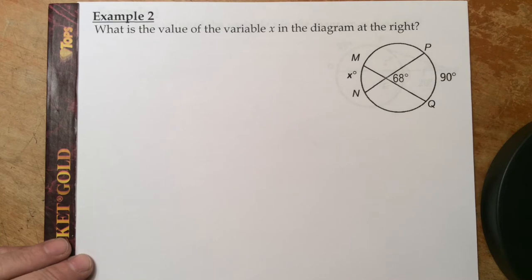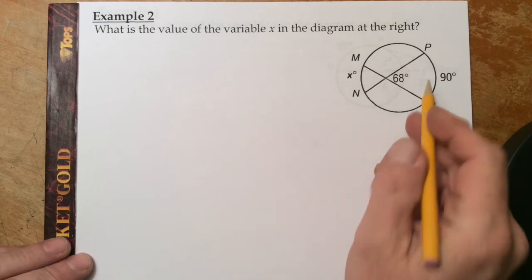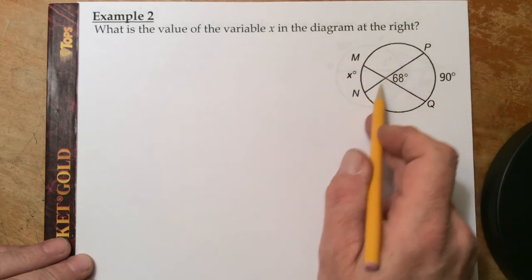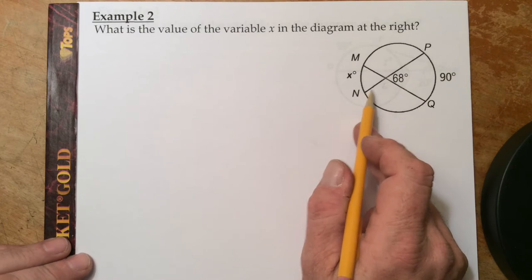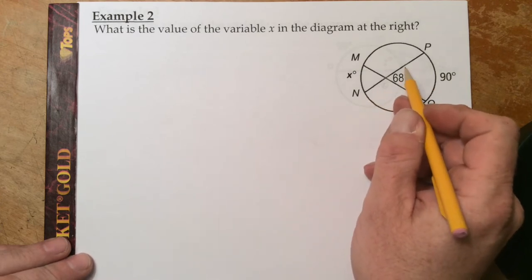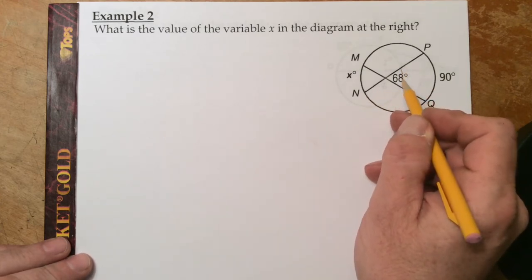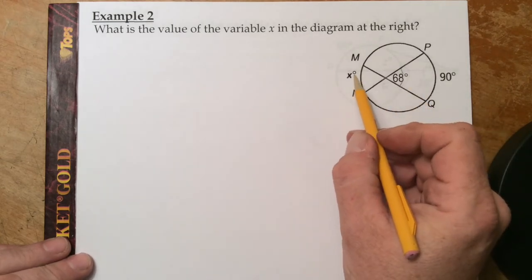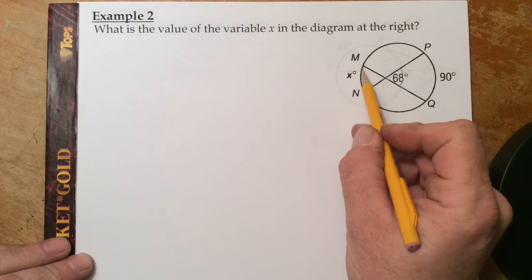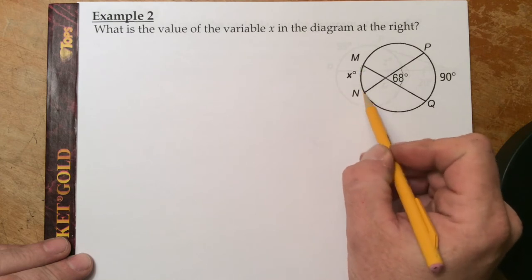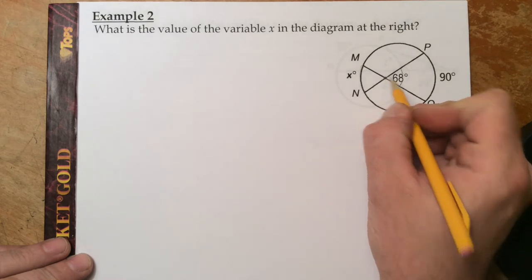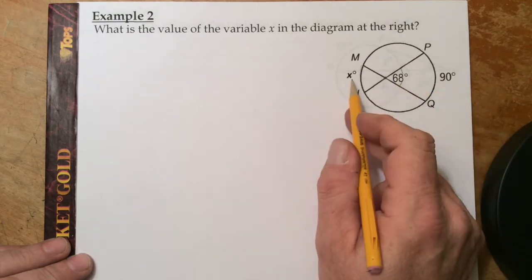Example 2. What is the value of the variable x in the diagram at the right? Here we have a circle and two chords intersecting inside the circle, and we have an angle. One of the angles is 68 degrees. We're asked to find the measure of x degrees here, which is one of the arcs, MN. Since we don't have a letter for this point, we go directly in for substitution.